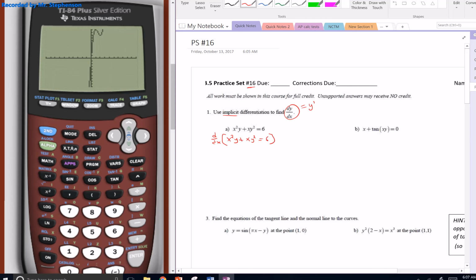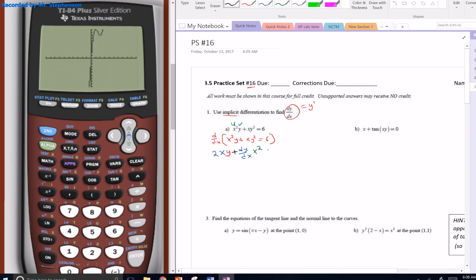Please notice that it is a product. There are two things being multiplied, which means I need to use the product rule. There's my u, here's my v. So u prime is going to be 2x times v, which is just the y, plus v prime, which is going to be the derivative of y with respect to x, which we write as dy/dx, times u, x squared. Okay, that's the first piece.